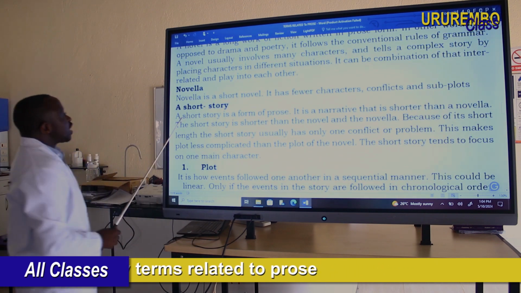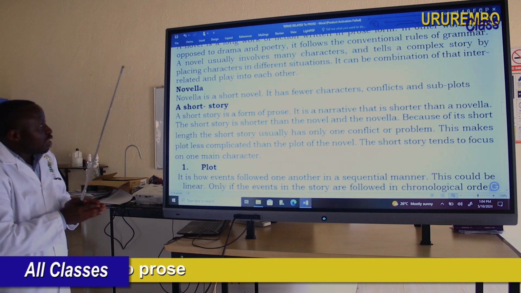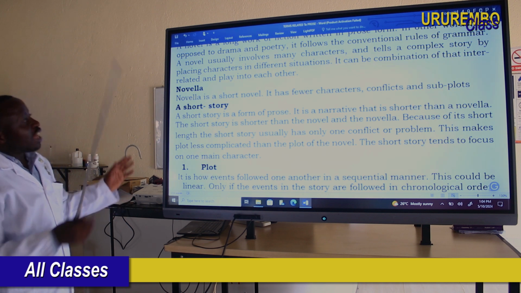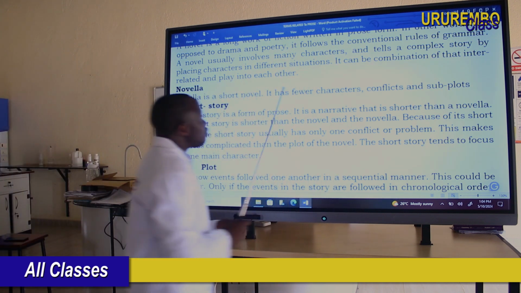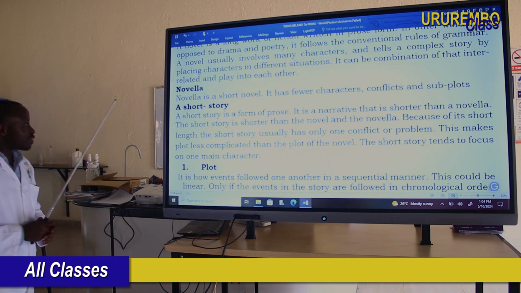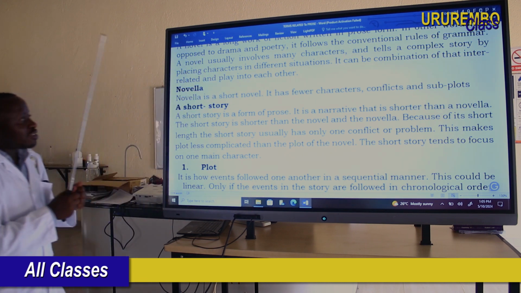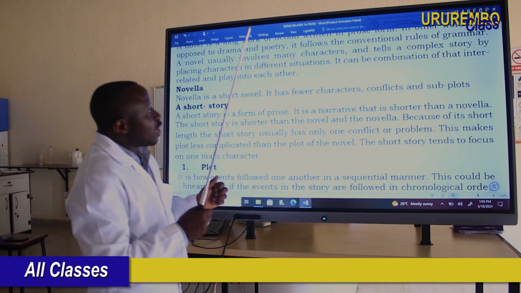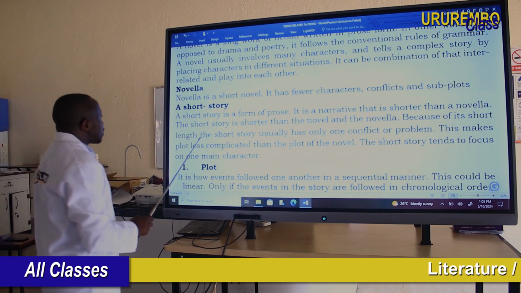But a novella is a short novel. When a novel is short, it becomes a novella, not a novel, because it has a few characters, a few conflicts, and a few plots. But a novel has many characters, many conflicts, many plots, and many themes.